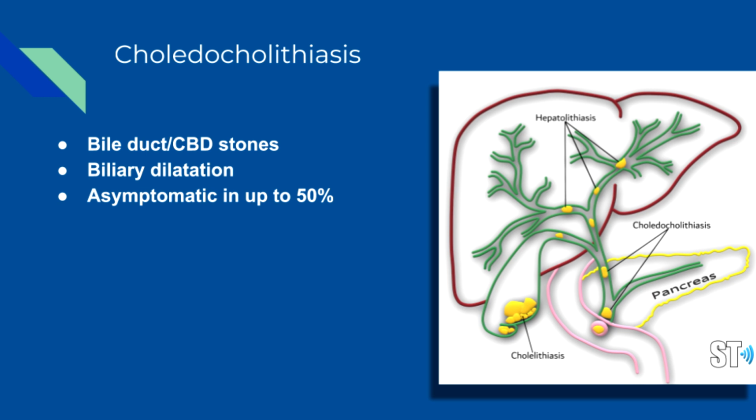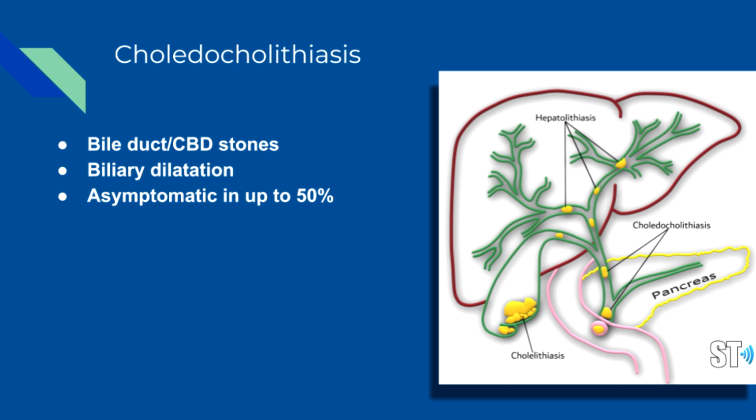Choledocholithiasis is the presence of stones in the common bile duct. It's divided into two types. Primary, which is stones that form de novo in the CBD. These are typically brown pigment stones made up of calcium bilirubinate. And secondary, these form in the gallbladder, then move into the common bile duct, and they're most commonly cholesterol stones.